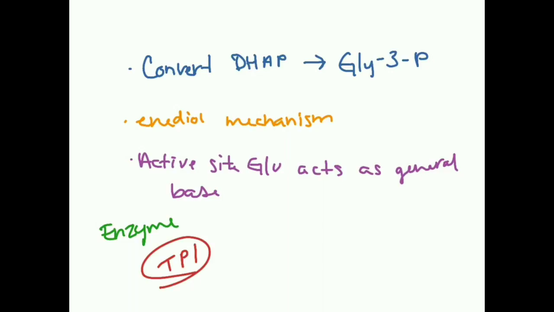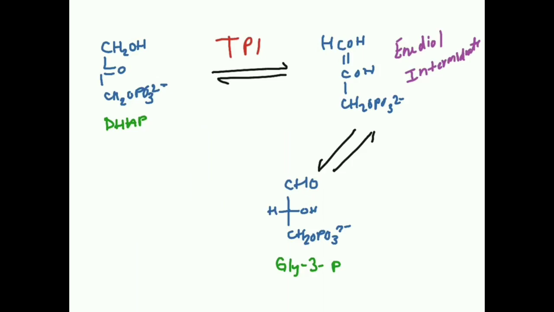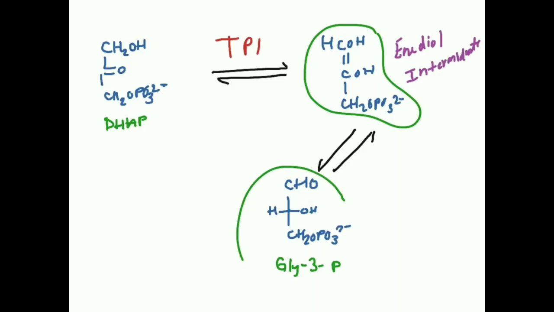So again, this reaction goes from DAP to glyceraldehyde 3-phosphate. But remember, it forms an enediol intermediate, which is this right here. And then it goes to the glyceraldehyde 3-phosphate. Again, this is the end of the first phase, so you got one glyceraldehyde 3-phosphate in the fourth reaction, and now you have the second glyceraldehyde 3-phosphate needed to proceed on.